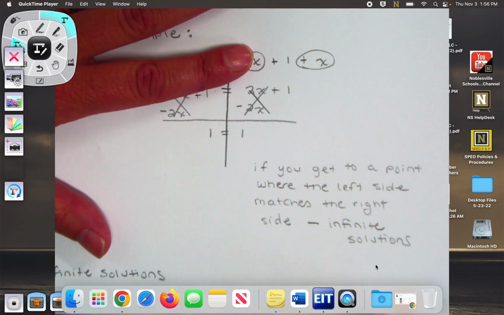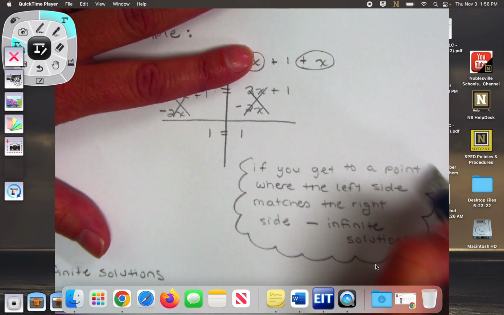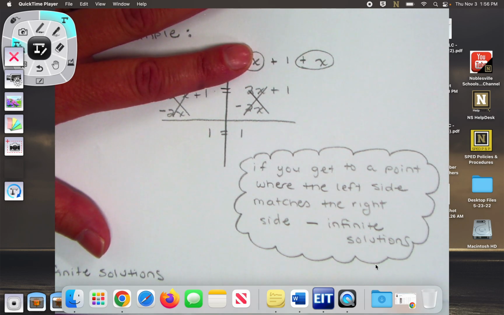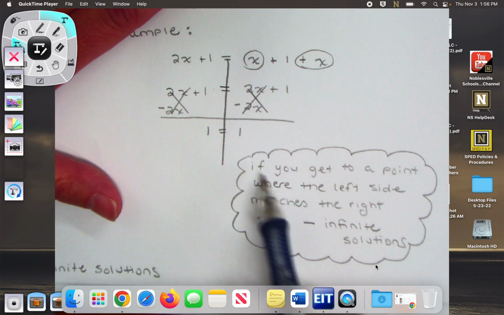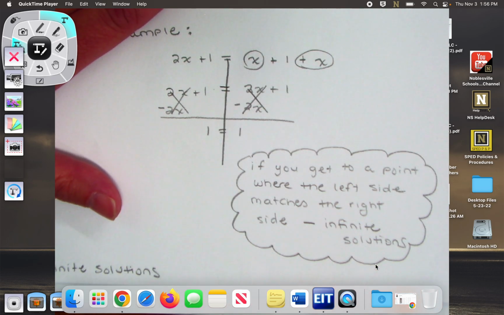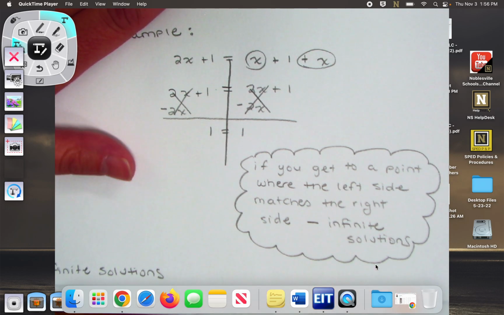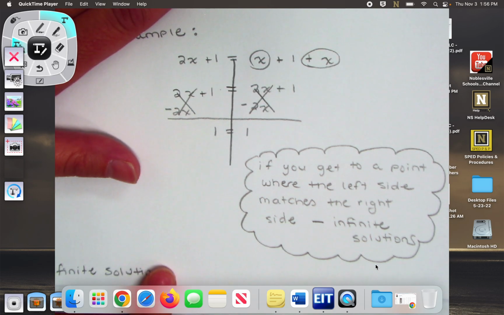Okay, so if you get to a point where the left side matches the right side, automatically you have infinite solutions. It can be at this step. Maybe you noticed it up here and you didn't even have to write anything down. That's fine, as long as you put the correct infinite solutions as your final answer. So we have 3 types of answers we can get: infinite, no solutions, and 1 solution. Remember, 1 solution is where you have x equals a number, and that's it.